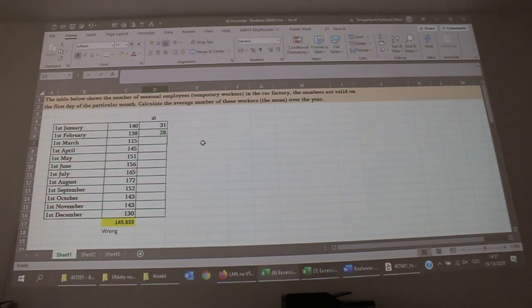A normal February has 28 days. March has 31 days. April 30, May 31, June 30. During the summer holiday, June and July and August, we have 31 and 31. September 30, October 31, November 30, and December 31. So there we have the days.